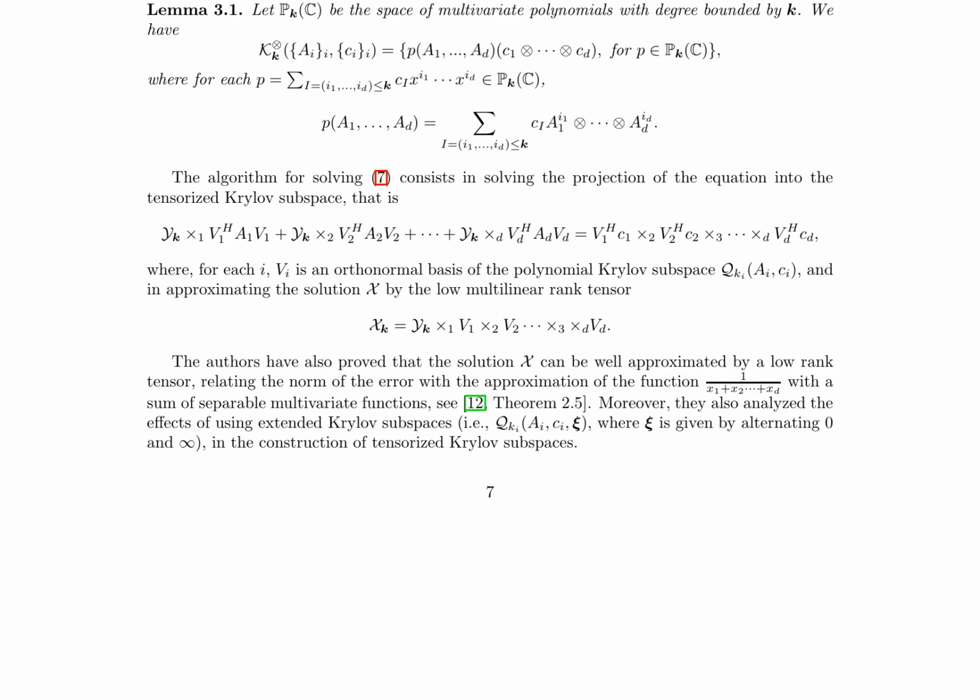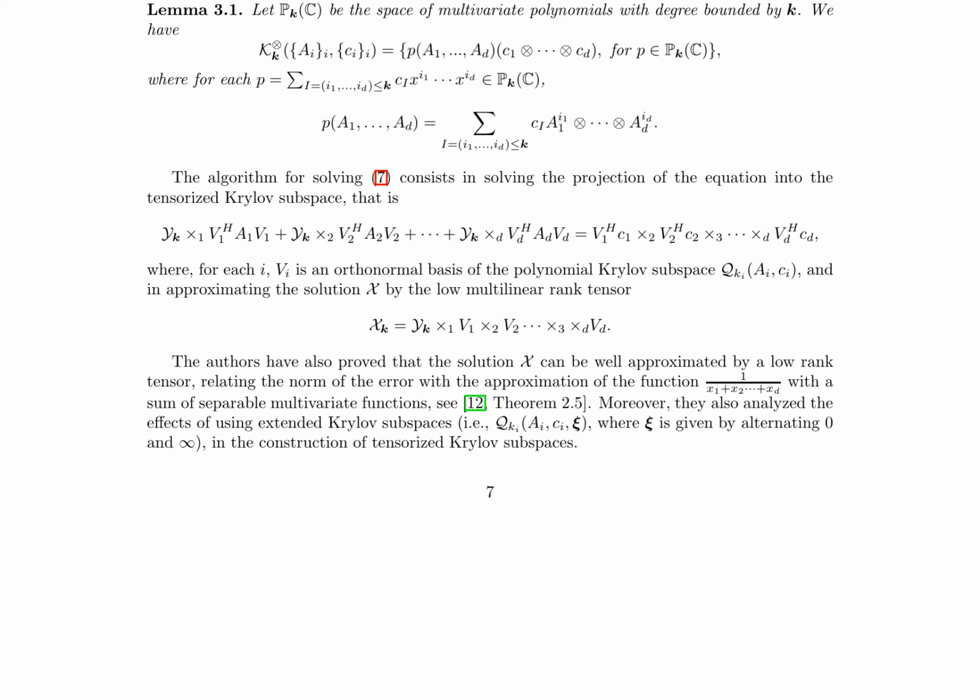The paper begins by defining the tensorized Krylov subspaces, which can be described using multivariate polynomials. The authors then introduce the tensorized block rational Krylov subspaces, which are defined as a sum of terms involving the block rational Krylov subspaces QK_i(A_i, C), for each i equals 1, ..., d. This definition allows for the inclusion of block vectors C with more than one column, making the method more versatile.